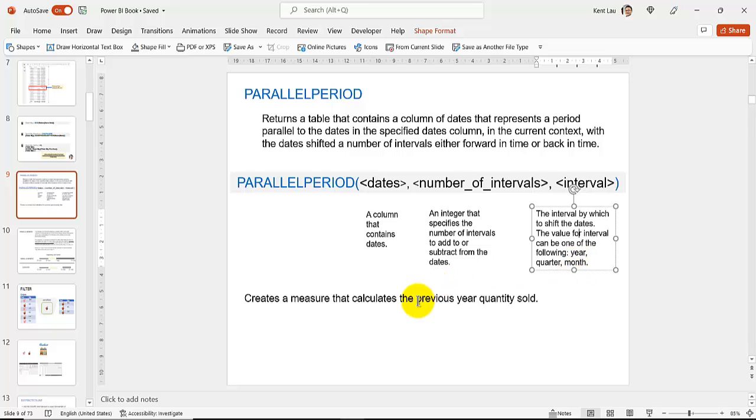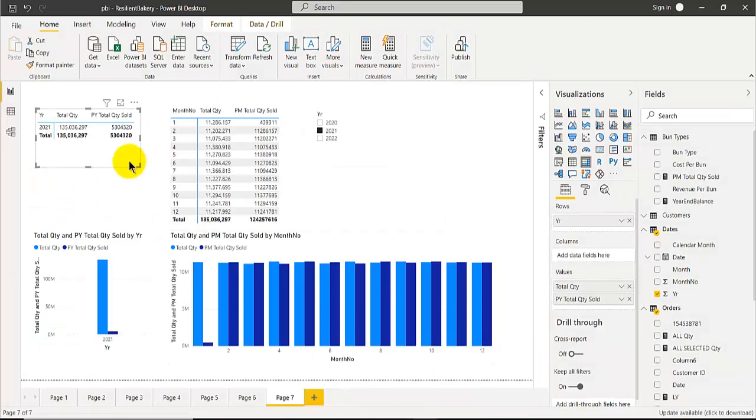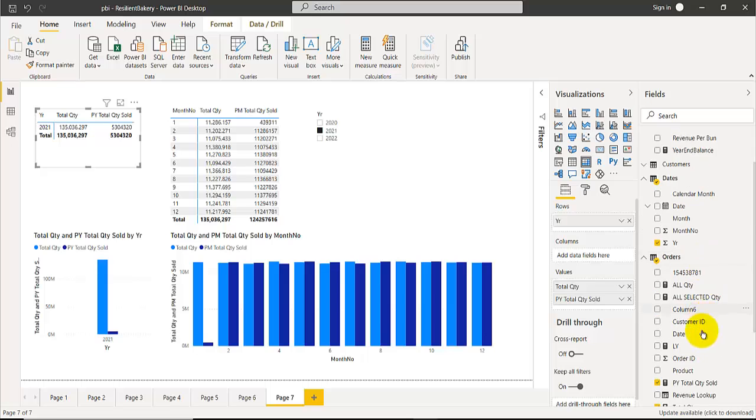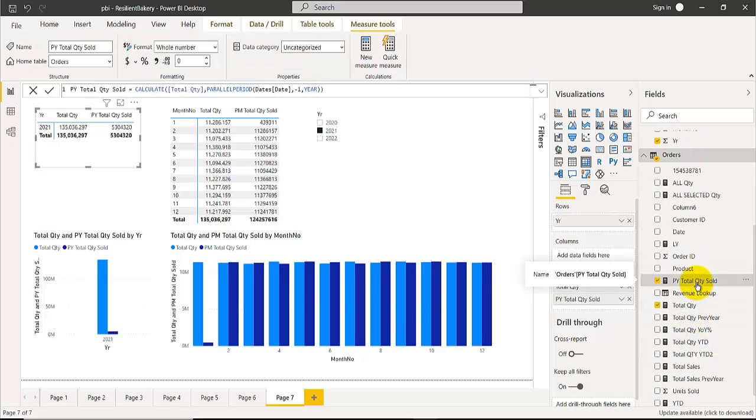So for example, you can calculate the previous year. That would be -1 and the interval is year. -1 year, back 1 year, or last year, or last quarter, or last month. So that would be just -1, shifted by 1 year's difference. This is how it looks if you talk about 1 year, and it's right here.